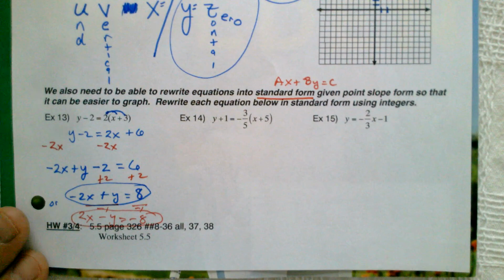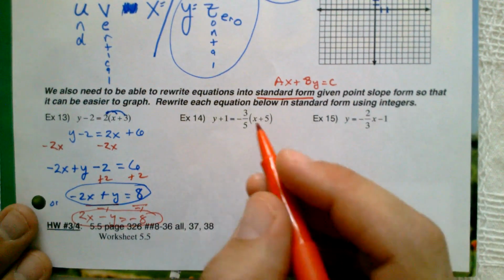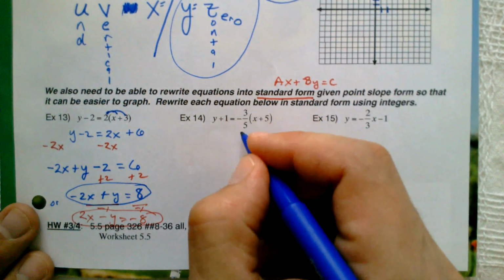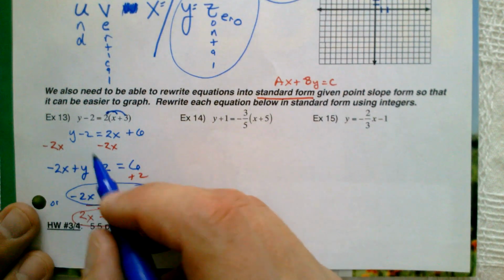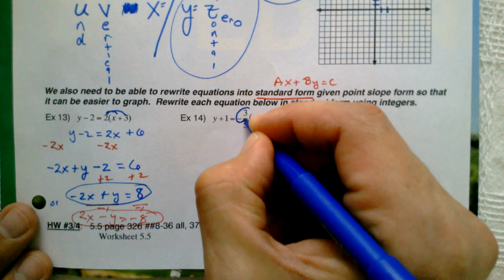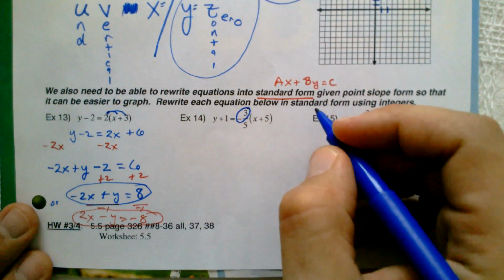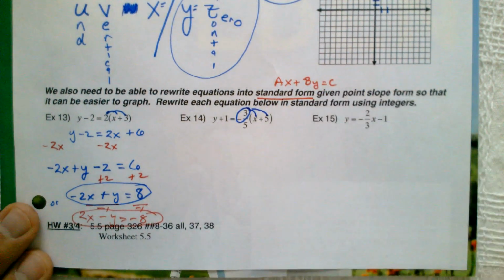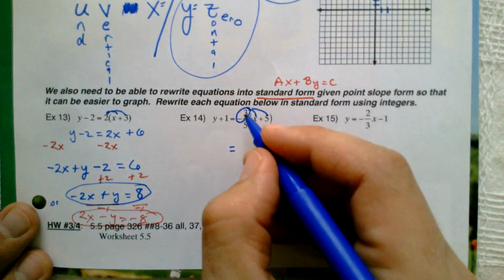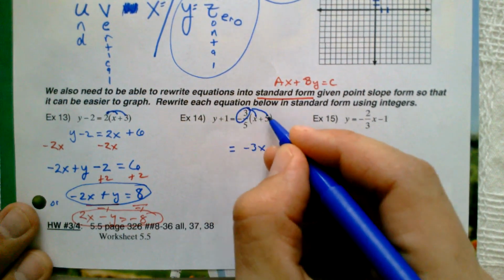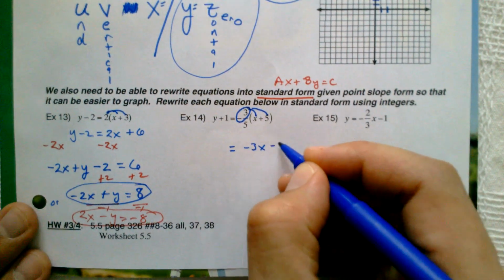All right. So I do want to show you 14 and 15 before we leave here today. 14, I'm going to show you a little trick. When you have a fraction in front and you need standard form where we don't have fractions, we're going to take the numerator, and if there's a negative, we're going to keep the negative with the numerator. And we're going to distribute this guy over here. That's a little trick I'm showing you. So negative 3 times x is negative 3x. And negative 3 times 5 is negative 15.